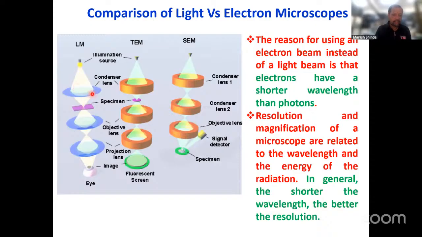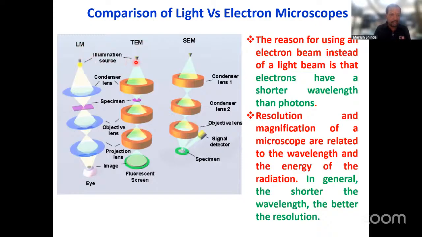Now these lenses, condenser lens, objective lens, projection lens, are basically used to focus the beam and defocus it so that you get the magnified image. Got it? Now, if you consider the transmission electron microscope, it is the exact replica of this light microscope.